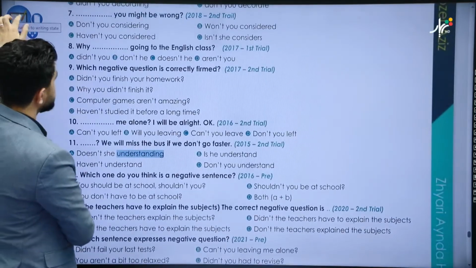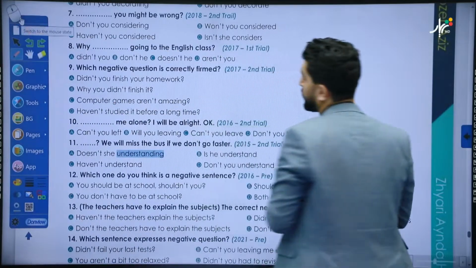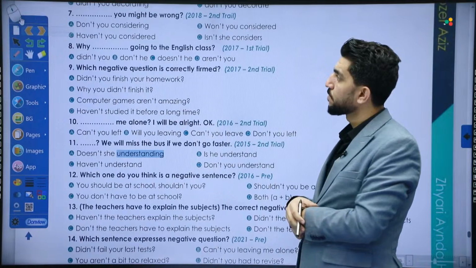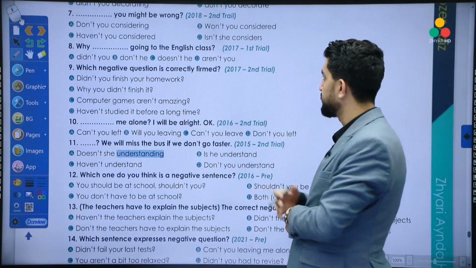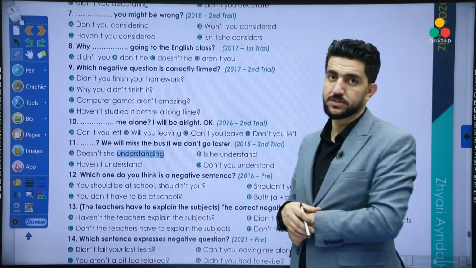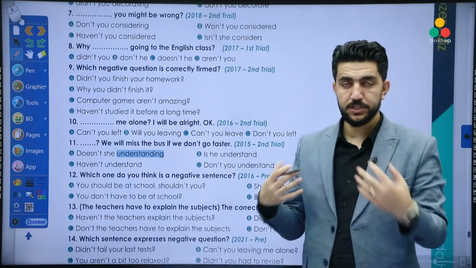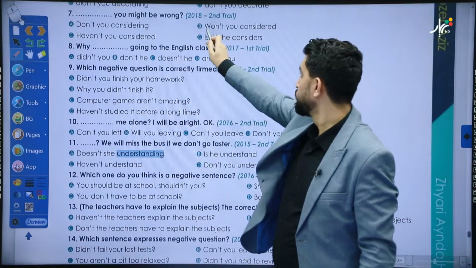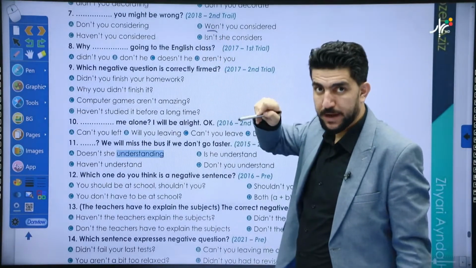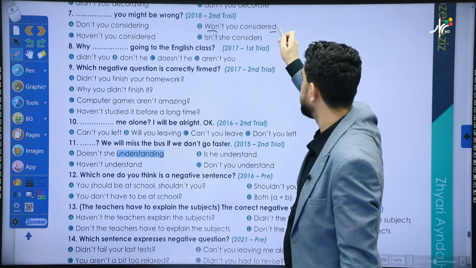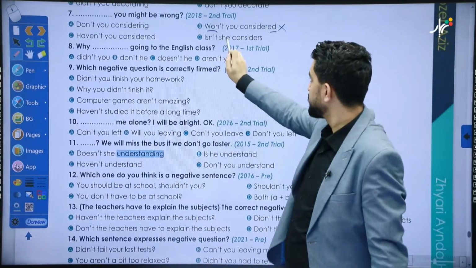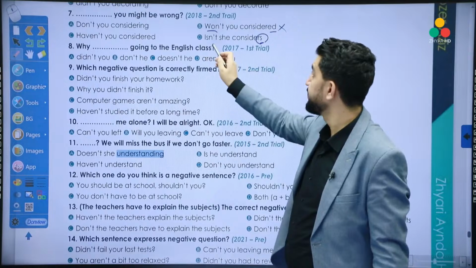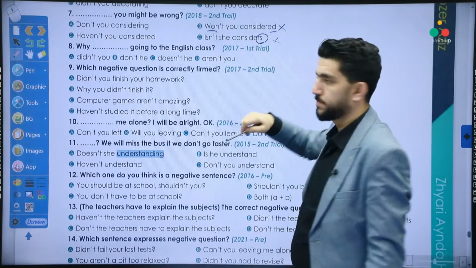Number 7. What do you think? Don't you considering? Haven't you considered? Won't you consider? Isn't she considerous? Look at here. These are all about the rules and how it's structured. Won't is a modal verb. It's always followed by infinitive. Is it infinitive? It's ed. That means it's wrong. Isn't she considers? Do we use s with negative? No. Even if it was doesn't, it would still be wrong.